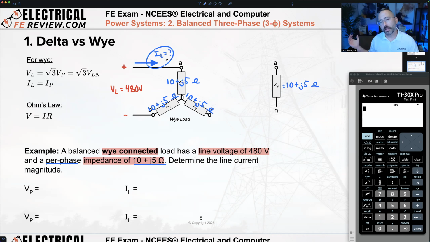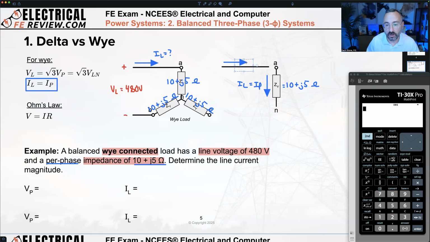What does the line current equal for a Y connection? What did we just learn on the previous page? The line current is equal to the what? Line current's equal to the phase current. So I'm going to draw a current arrow from lowercase a to lowercase neutral. Again, we're just looking at this portion right here. But I know this is the same thing as the line current. It's the same thing as the current entering right here.